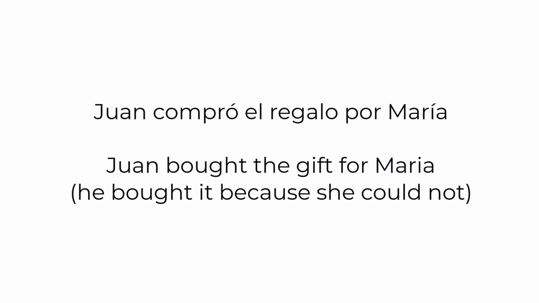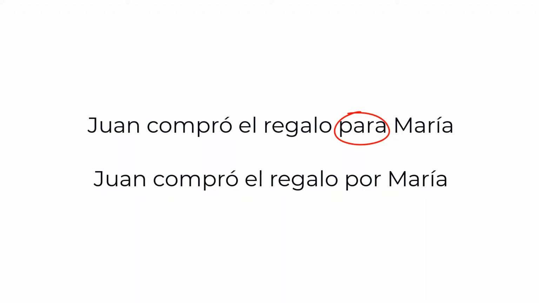But if I use por, look how the sentence changes. Juan compró el regalo por Maria. He bought it por, like for Maria, for a reason, like maybe she couldn't buy it herself. Maybe he bought it because of her. So it's quite different. Juan compró el regalo para Maria means one thing, and Juan compró el regalo por Maria means another. Okay, so we're going to start with las reglas around the word para, simply because there's fewer.